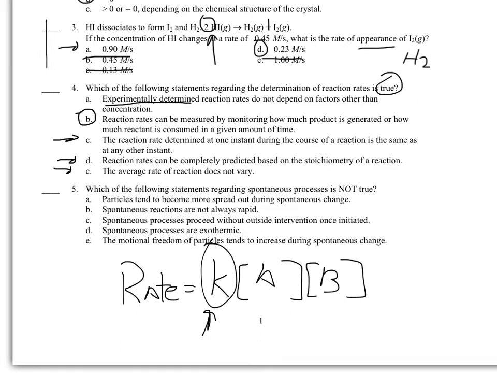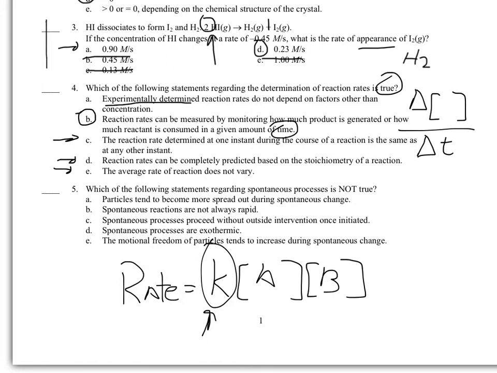B, it says reaction rates can be measured by monitoring how much product is generated or how much reactant is consumed. And so that is the definition of rate, right? Is concentration, the change in concentration over the change in time. That is the definition of rate. So 4 is B. And then on to number 5.